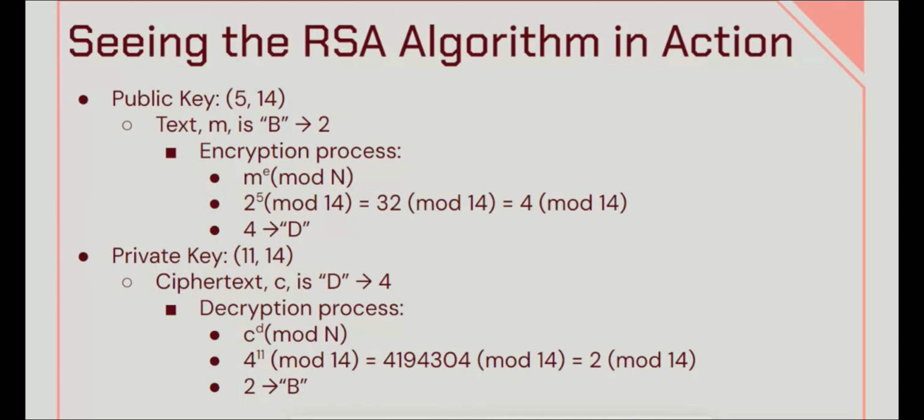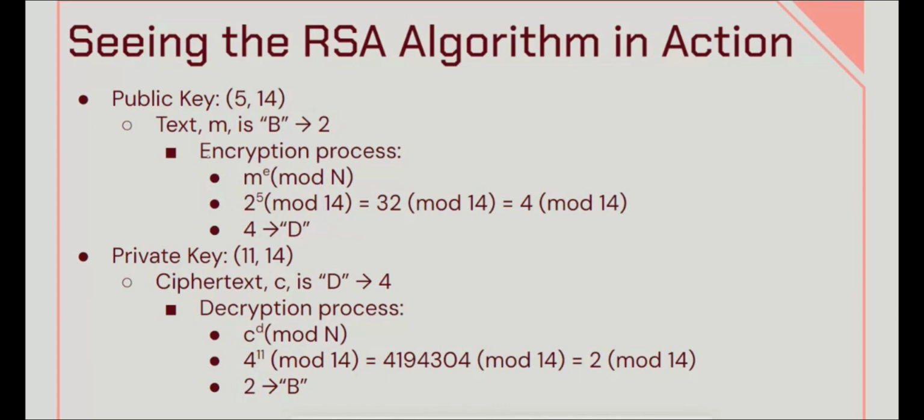In the encryption process, we have to follow this formula, M to the E mod n. M is our value 2, and E, our encryption key, is 5, which is the first element of our public key. If we plug that into the formula, 2 to the 5 mod 14, n being 14, the second value of the public key, then we get a remainder of 4. And that's going to be our encrypted message.